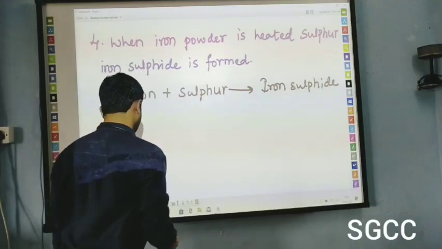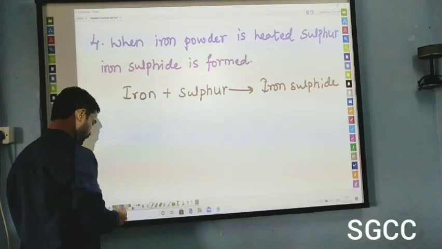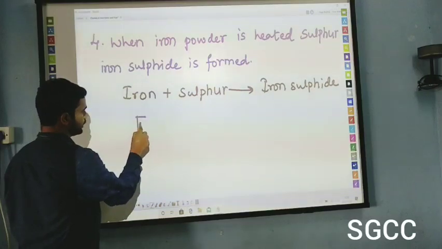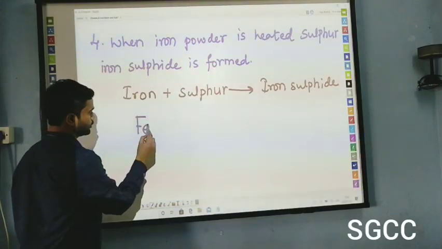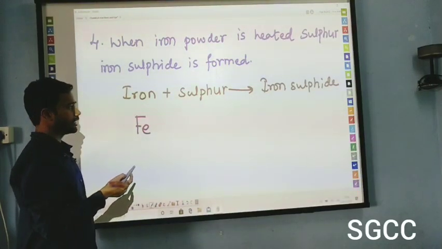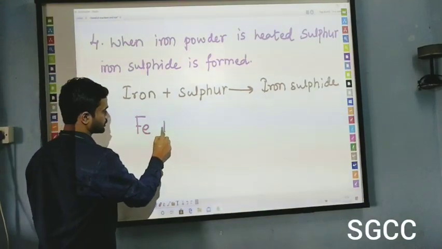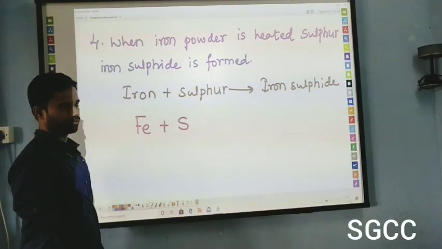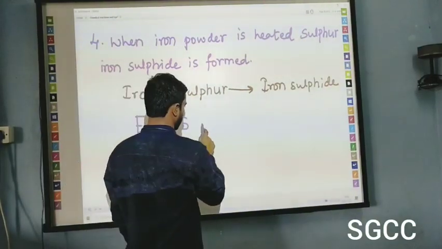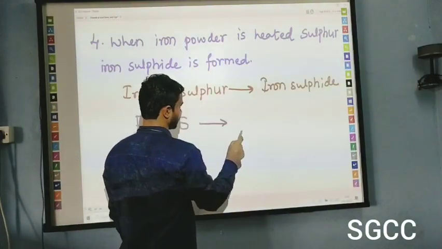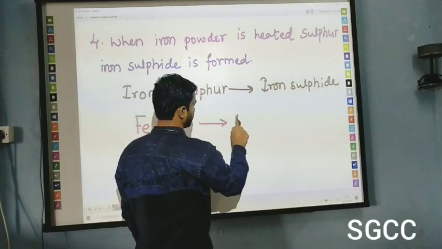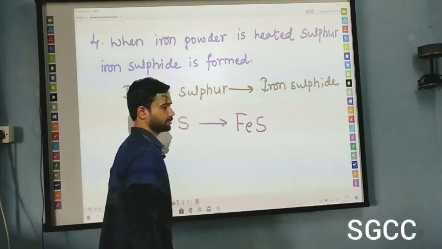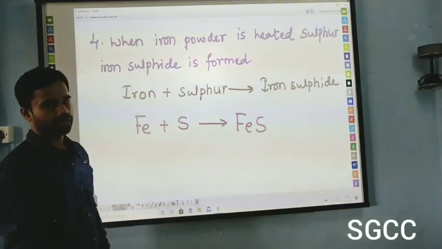Okay, let me write in elemental form like this. Iron, what is the formula for iron? It is Fe. Iron can be written as Fe plus sulfur, which can be written as S. Remember, it is not a gas. What do you mean by iron sulfide? Iron sulfide can be written as FeS. This is known as iron sulfide.